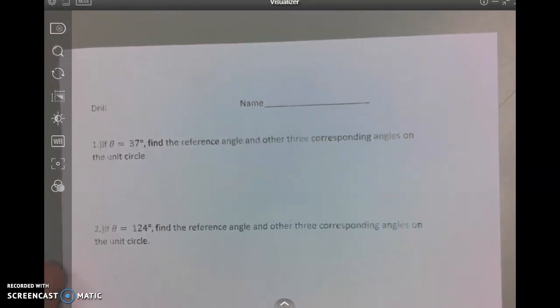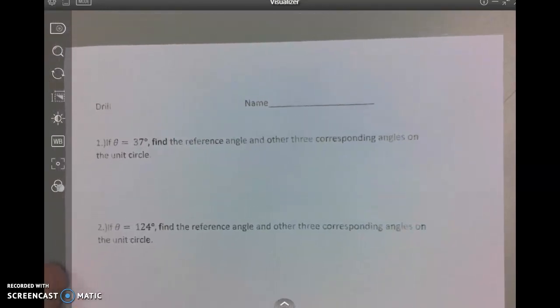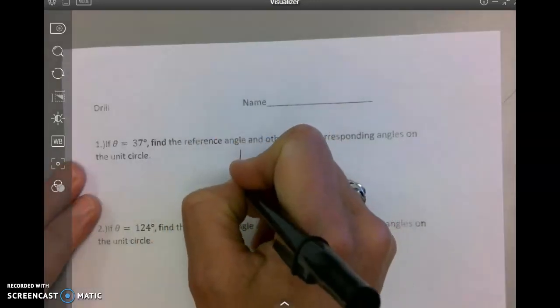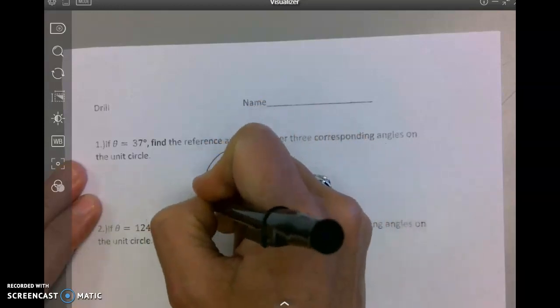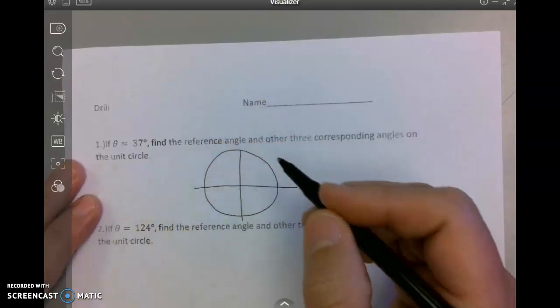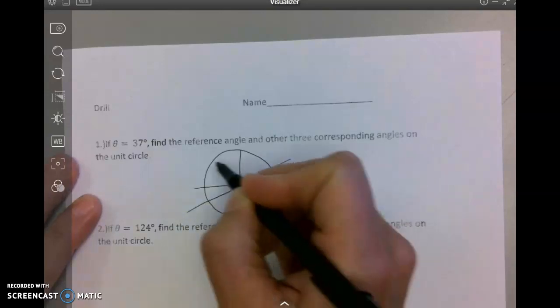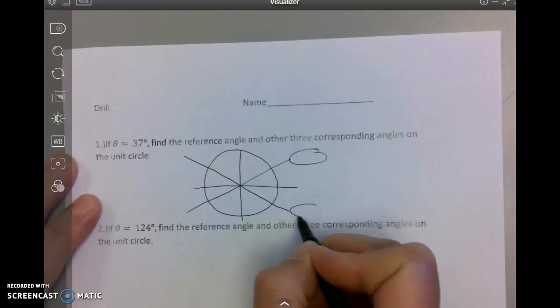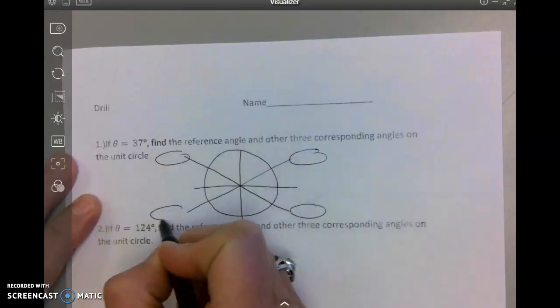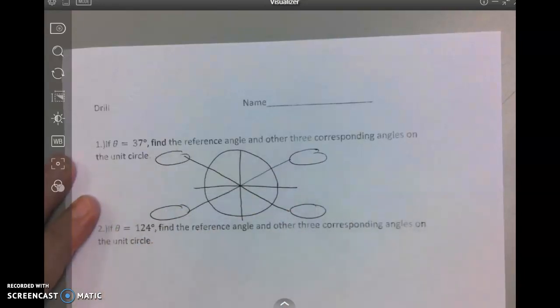This is the drill for reference angles. Start with number 1. The angle is 37, and I have to find the reference angle and the 3 corresponding angles. So I'm going to be pretty much doing this on all of these.